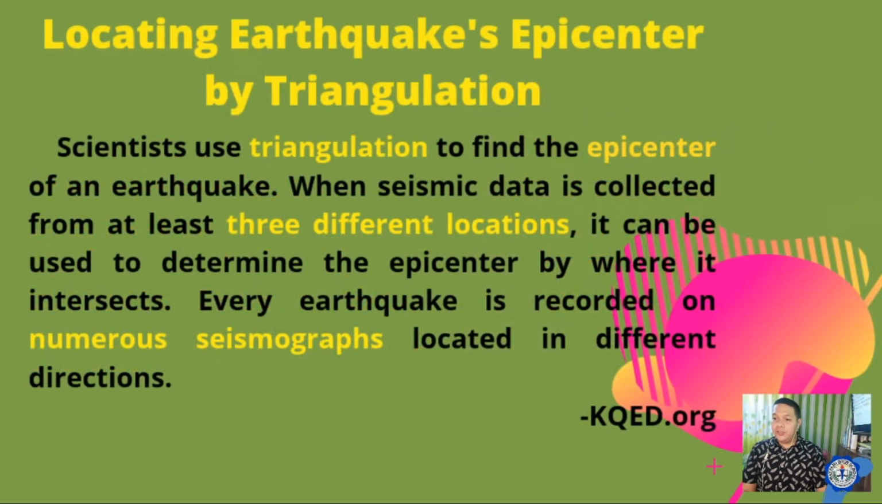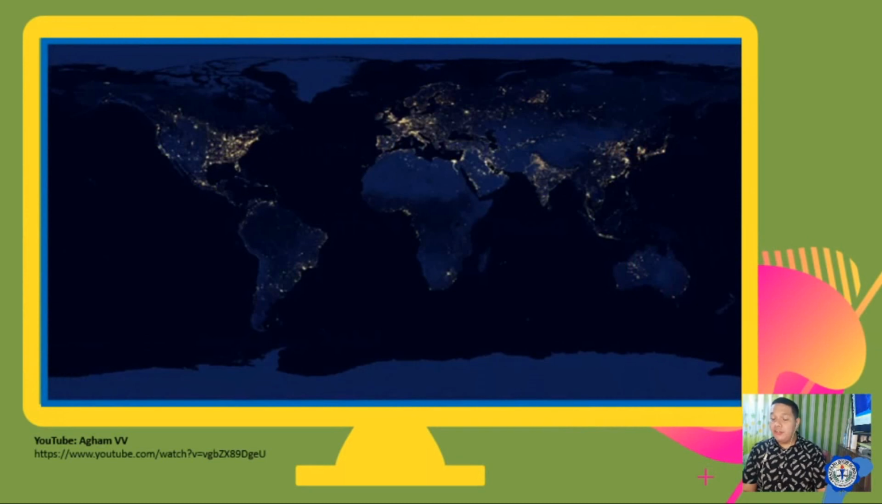Based on kqed.org, scientists use triangulation to find the epicenter of an earthquake. When seismic data is collected from at least 3 different locations, it can be used to determine the epicenter by where it intersects. Every earthquake is recorded on numerous seismographs located in different directions or locations on our planet. So here is a video for you to understand how to perform the triangulation method. So sit back and relax and watch the video carefully.